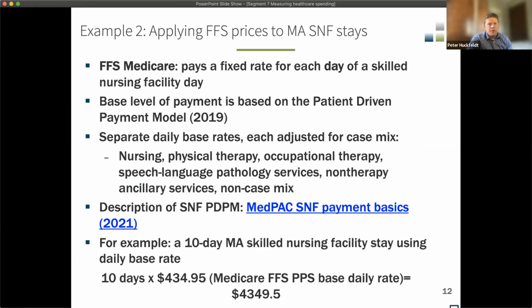A second example would be applying fee-for-service prices to Medicare Advantage skilled nursing facility stays. So fee-for-service Medicare pays a fixed rate for each day of a skilled nursing facility stay, and the way that these payments are assigned is based on a relatively new payment model that was adopted in 2019, which is called the patient-driven payment model, the PDPM. It's actually a complicated model. There are separate daily base rates that are each adjusted for case mix, and the different categories are nursing, physical therapy, occupational therapy, et cetera. They're all listed on the slide here, and you can read more about this payment model.